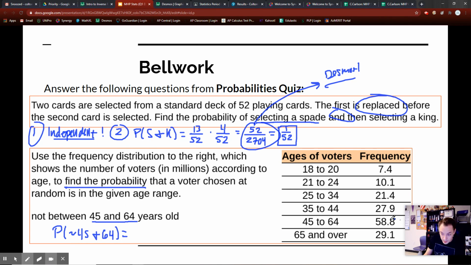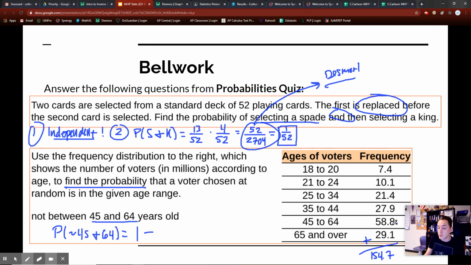our probability. But the problem is here, what we need to do first and foremost, before we even touch this probability, since it's "not," I know it's going to be 1 minus something because we're doing a complement, and that's what complement means, 1 minus something. But I need to figure out how much the total is. What's the actual total here? I don't know that, so that's what I need to find. So I need to add all this stuff up. Once I add all this stuff up, I get 154.7. So the total frequency is 154.7. That's the total number of voters in millions.